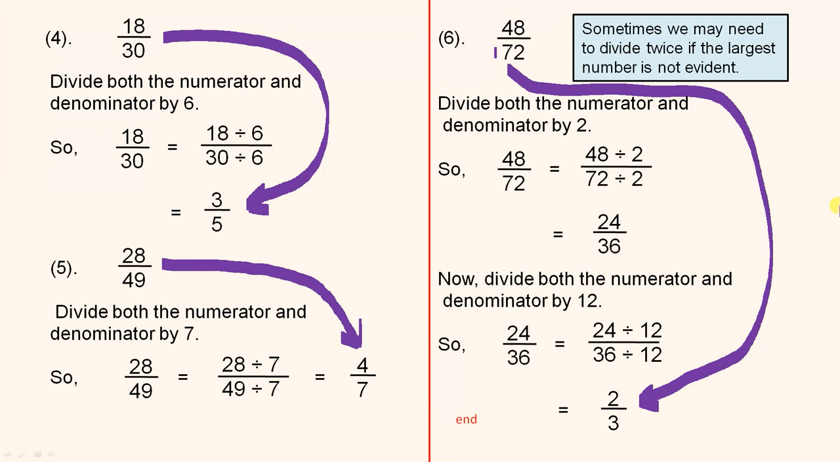So this video has shown us how to simplify a fraction. And all we do, we divide the numerator and denominator by the same number. And that'll give us the simplest form. If we pick the largest number, we get the answer straight away. If we can't pick the largest number, we saw that in example 6 we just do a few steps, but we'll eventually get there.